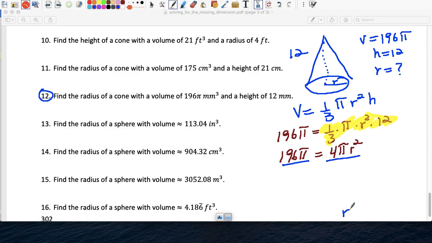Much easier to see what I need to divide by on both sides to isolate r. So this is my final answer, right? r equals something. I'm going to divide by 4 pi here and by 4 pi here. So we get r squared equals 196 divided by 4, which is 49, because the pi's also simplify to 1. Take the square root of this side and the square root of this side, and the square root of 49 is 7. Ta-da!